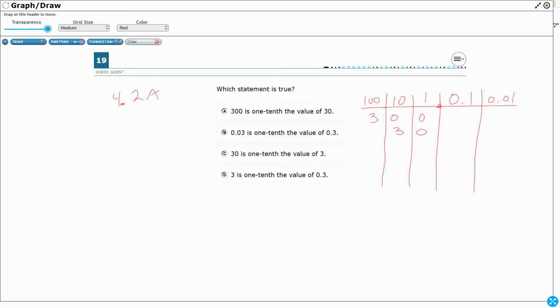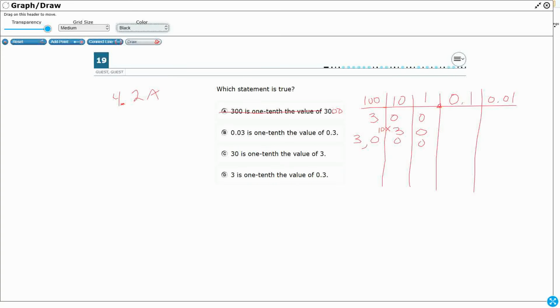Actually, no, 300 is 10 times 30 because it's moving one to the left. If it was 1/10, then it would be 3,000. So 300 is 1/10 the value of 3,000, but this is going in the wrong direction, so that is going to be incorrect. 1/10 means it's smaller, and 300 is actually 10 times bigger than 30.